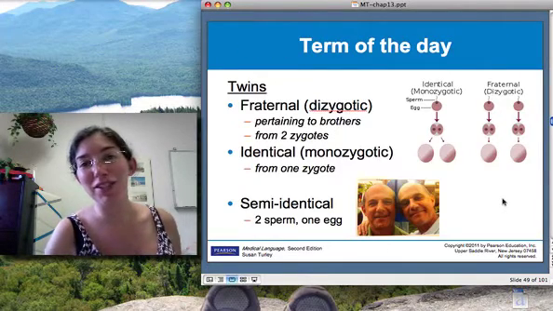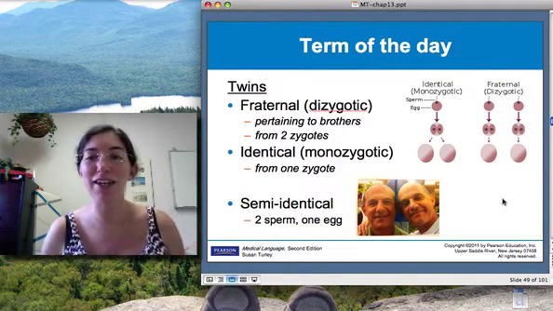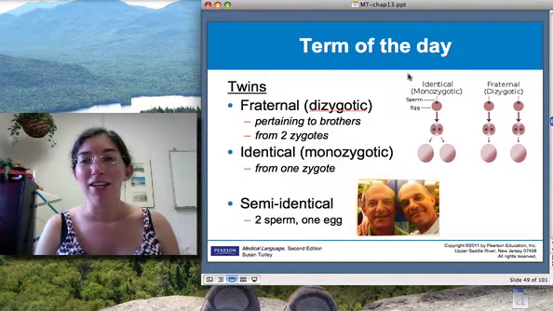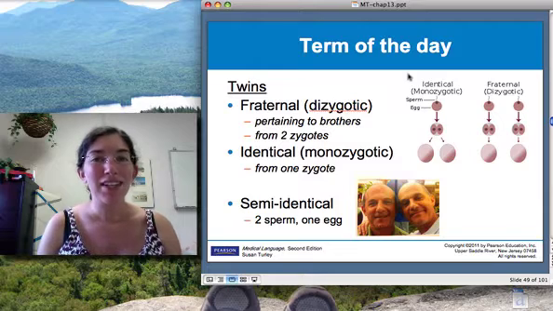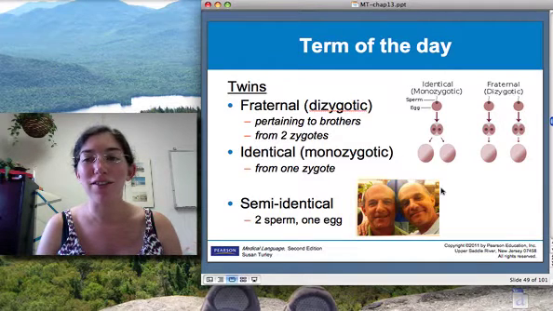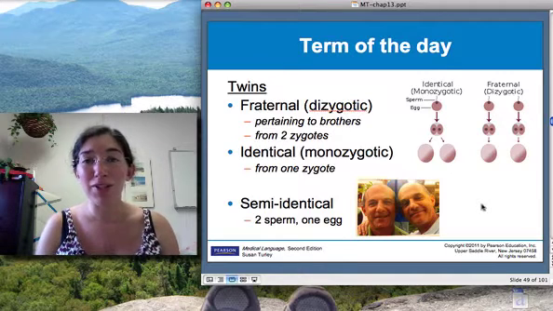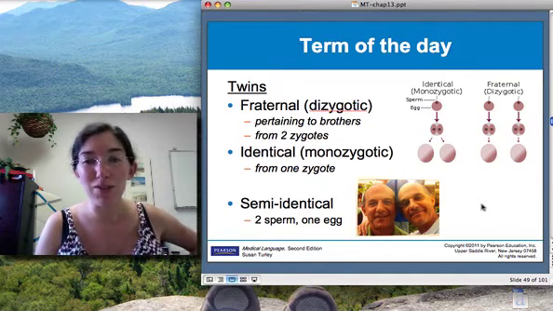I forgot to do a term of the day for the first part of the chapter, but for the second part of the chapter, I do have a term of the day. It's really not a term, it's just a little trivia or some information about twins, about what twins are. So there are different types of twins.